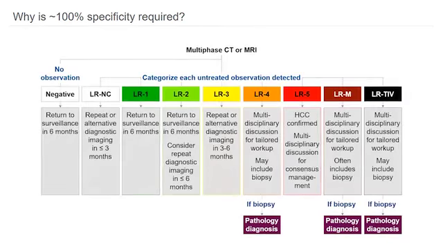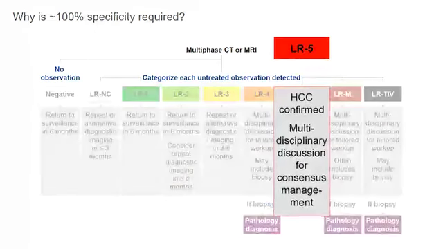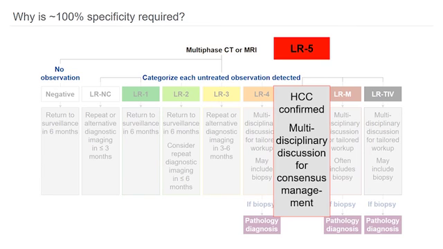When we look at this chart summarizing the treatment options for various categories in LIRADS, notice that in LIRADS 5, HCC is confirmed, and the patient goes to multidisciplinary discussion for consistent management, which means that a patient is diagnosed with HCC without biopsy confirmation and can undergo things like liver transplantation. So if this is the case, we want to be absolutely certain that when we call something LIRADS 5, it is truly an HCC.